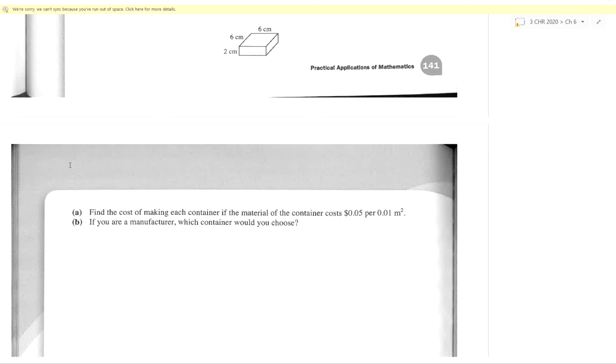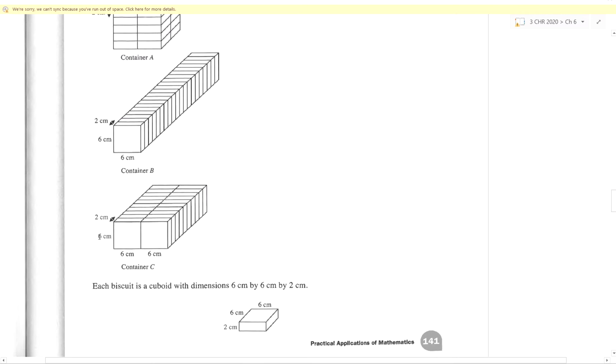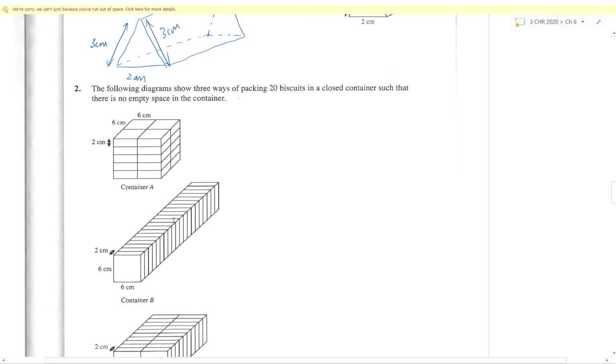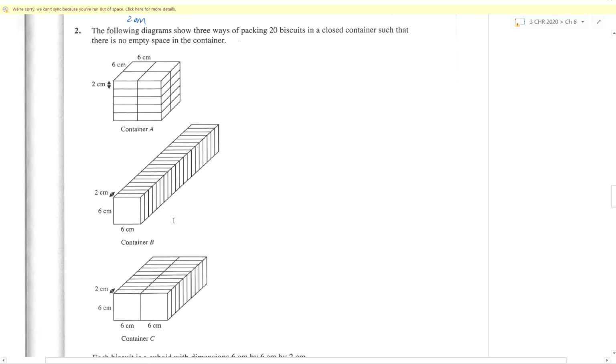What is going to help us decide which way to pack? Same 20 cookies in 3 different ways. 20 biscuits, sorry. In 3 different ways of packing. What is going to help you decide how you want to pack them?